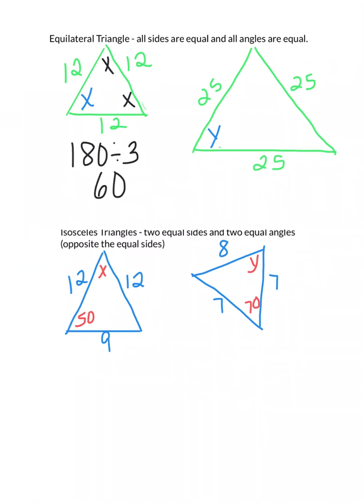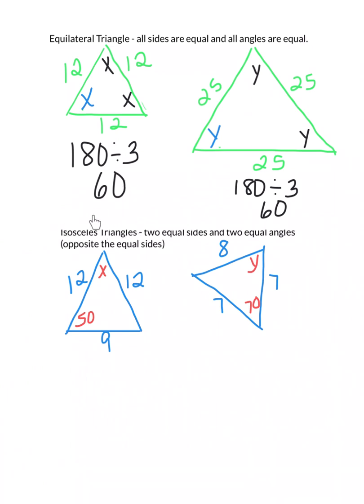This also holds true with the next one. All the sides are 25, which means all the angles are going to be the same. There's 3 y's in there. I'm going to take 180 and divide it by 3 to get 60. So in any equilateral triangle, you will always get the answer of 60 for all the angle measurements. No matter how big the sides are or how small the sides are, the angles will always be 60.